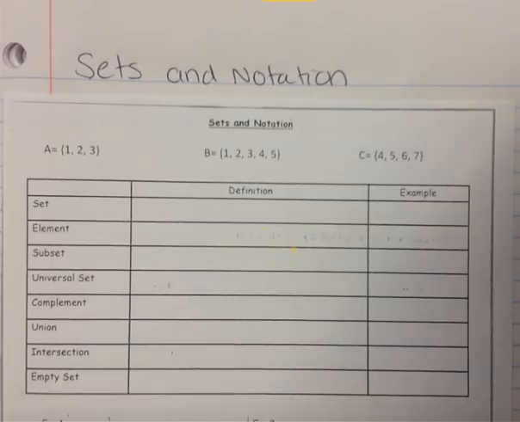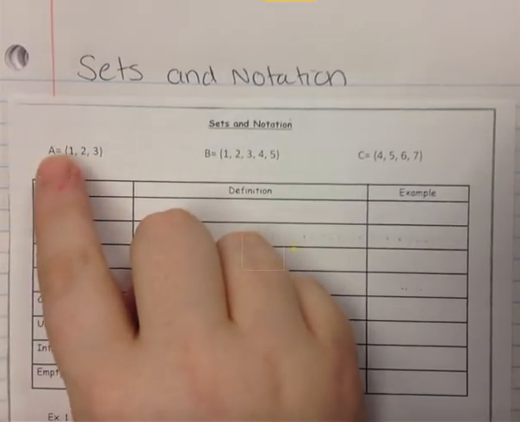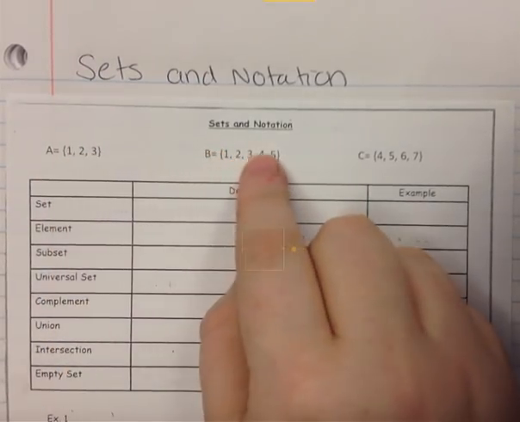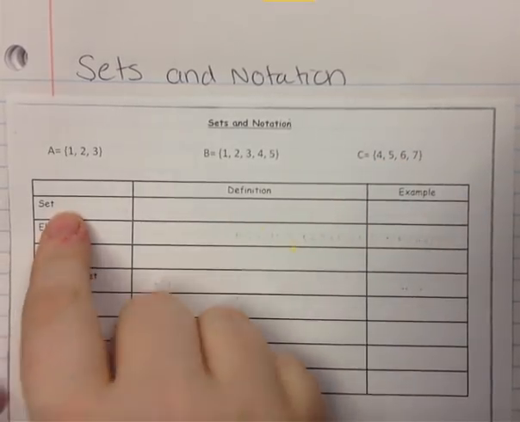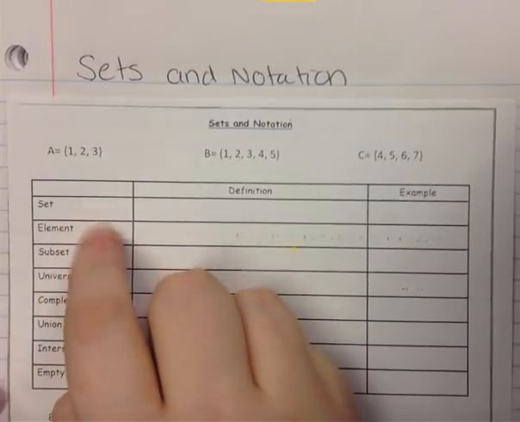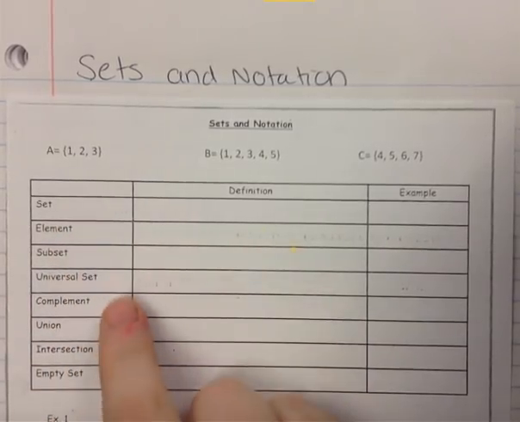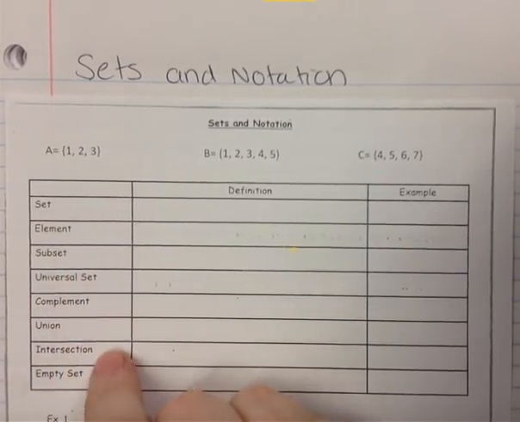This video is on sets and notation. We have three sets. A is 1, 2, 3, B is 1, 2, 3, 4, 5, and set C is 4, 5, 6, 7. We're going to talk about these very specific words: the set, element, subset, universal set, complement, union, intersection, and empty set.